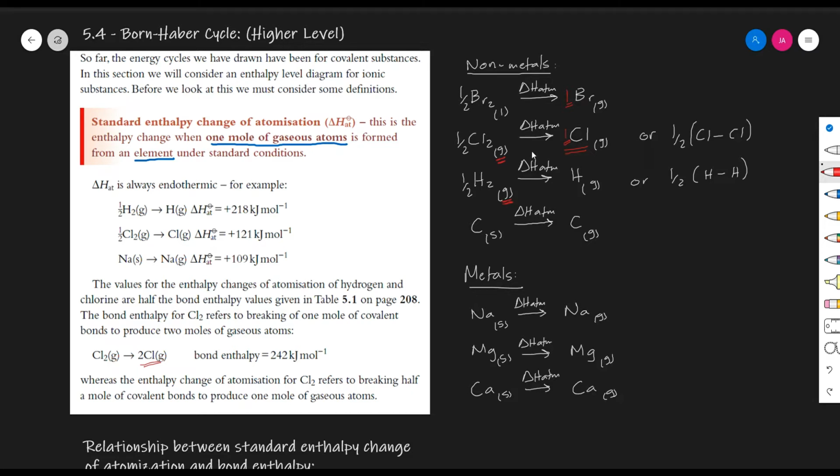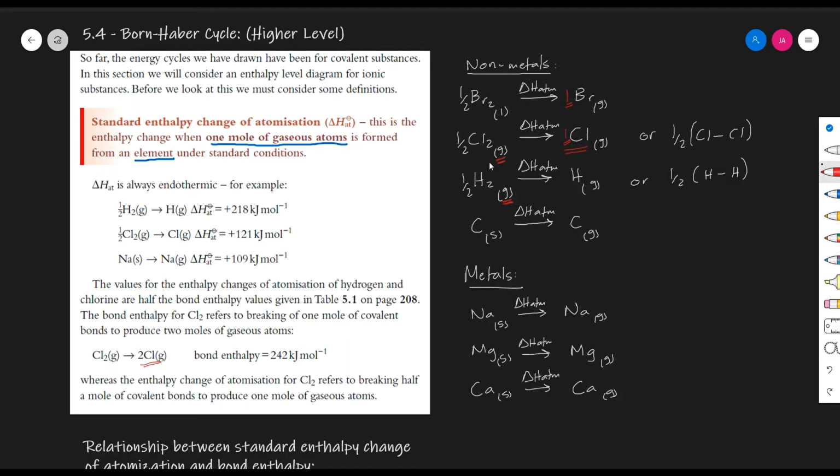And this only applies for elements in the gaseous state, since bond enthalpies are for bonds in the gaseous state, and thus this should be in the gaseous state. Therefore, this wouldn't work for Br2 liquid, since it's a liquid and not a gas. But the enthalpy change of atomization of Cl2 gas would equal half its bond enthalpy.